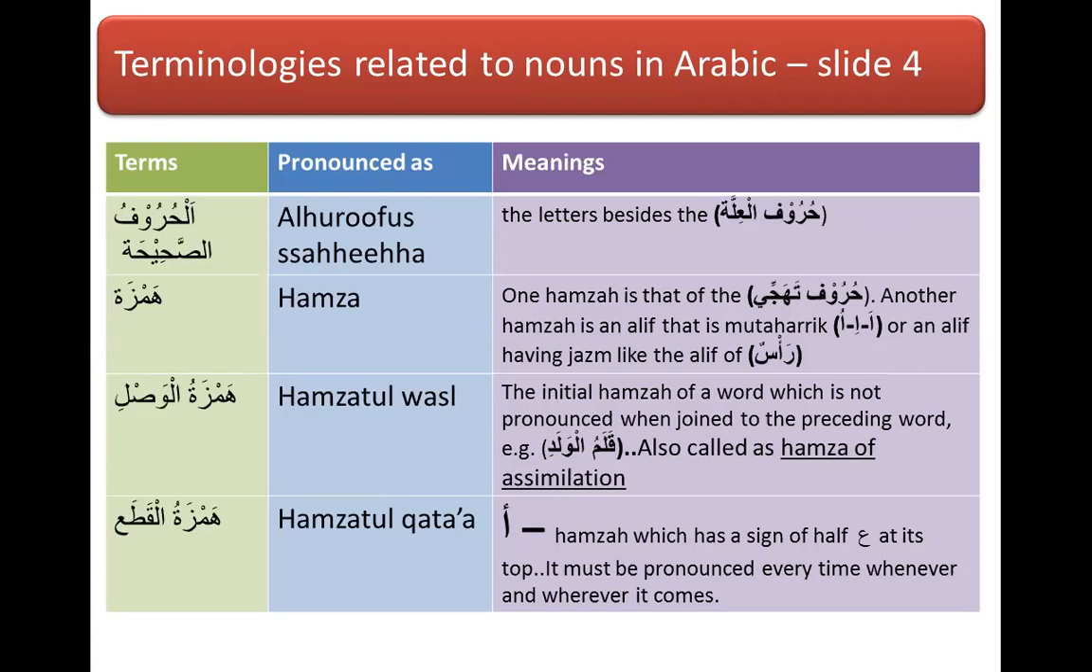This Hamza is also called as Hamza of assimilation. Next is Hamzatul Qata. Now, how can we identify this is Hamzatul Qata? Hamza which has a sign of half ain on it, and that is Hamzatul Qata. This Hamzatul Qata has to be pronounced every time, whenever and wherever it comes.